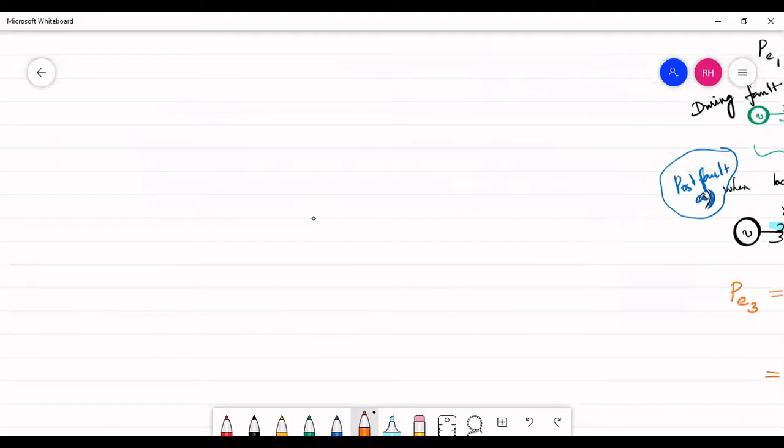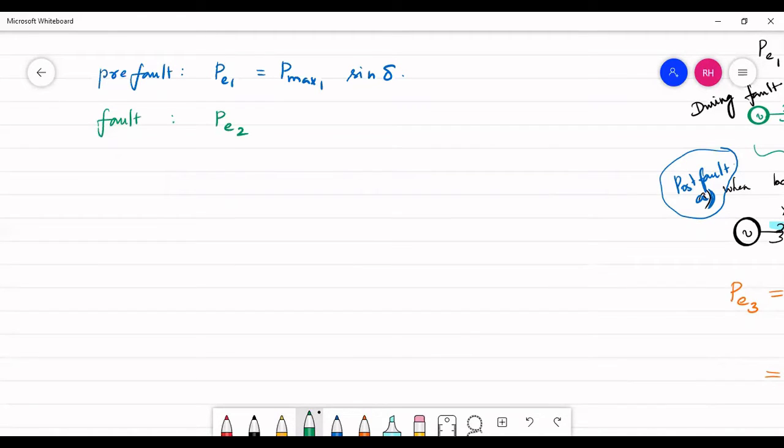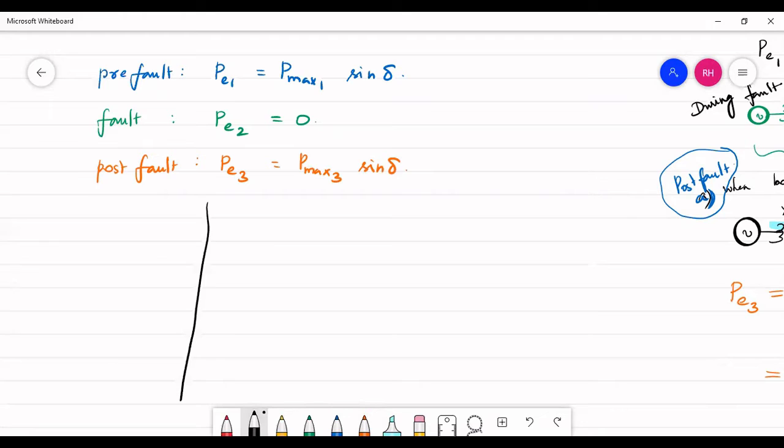One is the pre-fault condition, where PE1 is equal to Pmax1 sine delta. During the fault, as the fault is at the sending end, PE2 is equal to 0. And finally the post-fault condition, where PE3 is equal to Pmax3 sine delta. Let's first trace all these three over the P-delta plane.